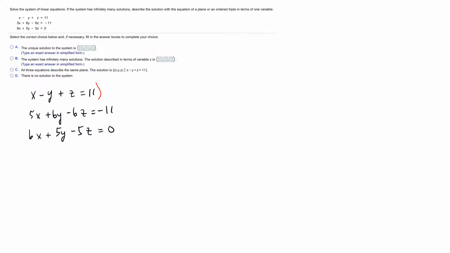So I'm gonna multiply the top equation by 6. Doing so gives me 6x minus 6y plus 6z equals 66. And then we're just going to bring over the second equation. And notice that I can now add these two equations and the y's will be eliminated. So the reason why we pre-multiplied the top equation by 6 is to create additive inverse coefficients in front of the y's. So now we're going to add these two equations.